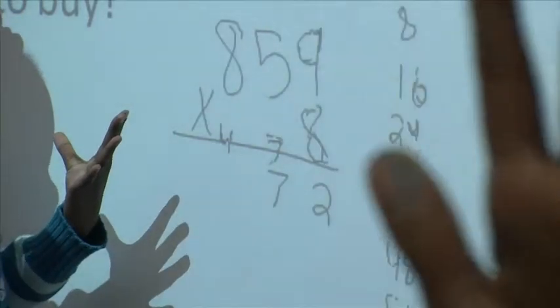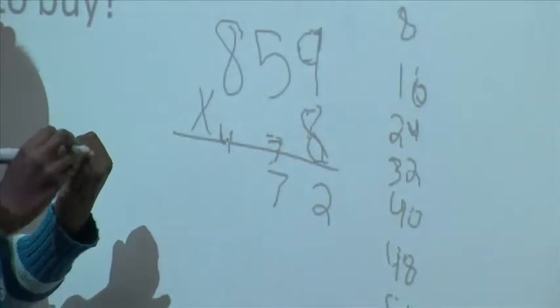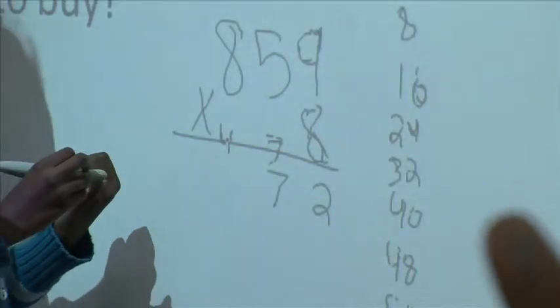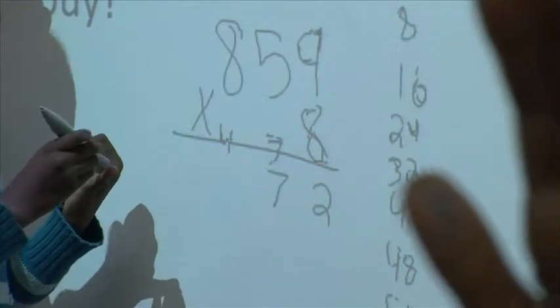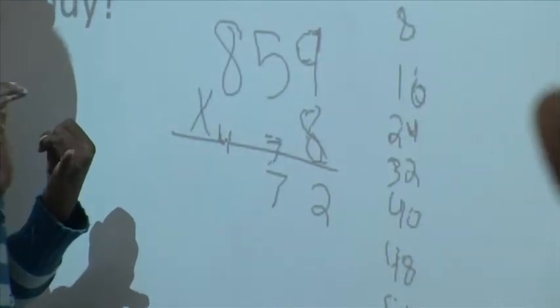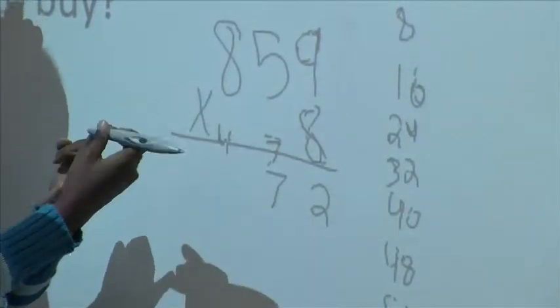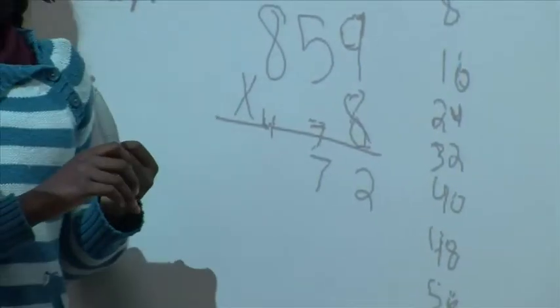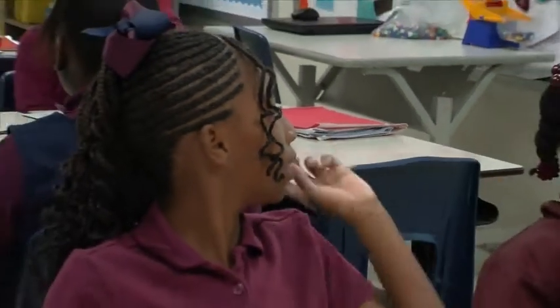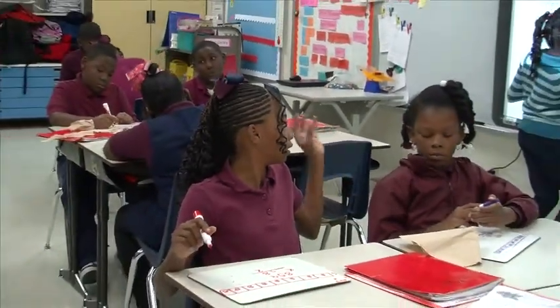But why did we put 72 on that line? Why didn't we put the 2 on that line? Why did we put 7 on the line? Because the 2 is in the 1's place and the 7 is in the 10's place. So when you have a 2-digit number, you will have to carry.